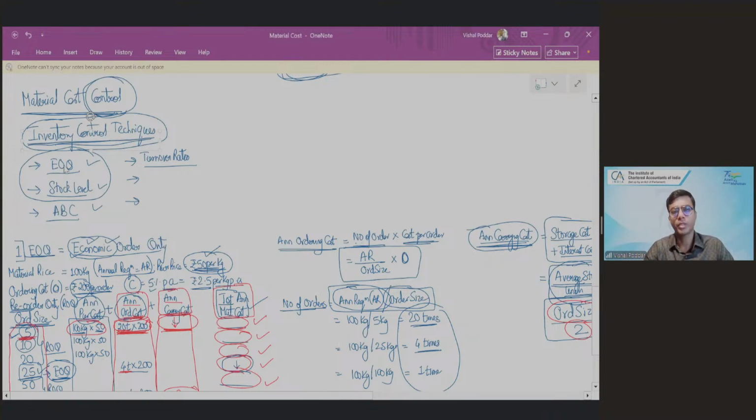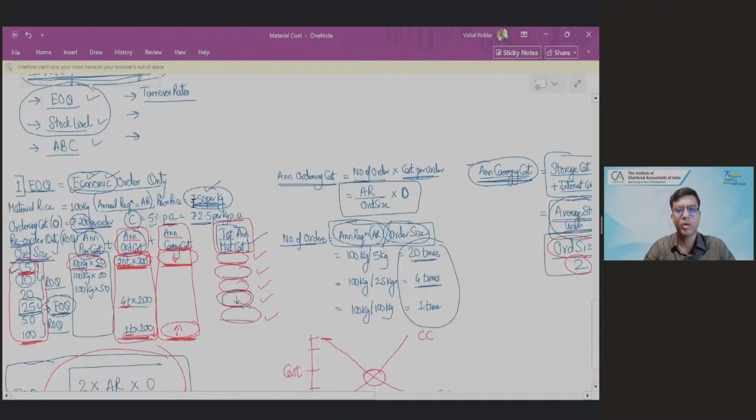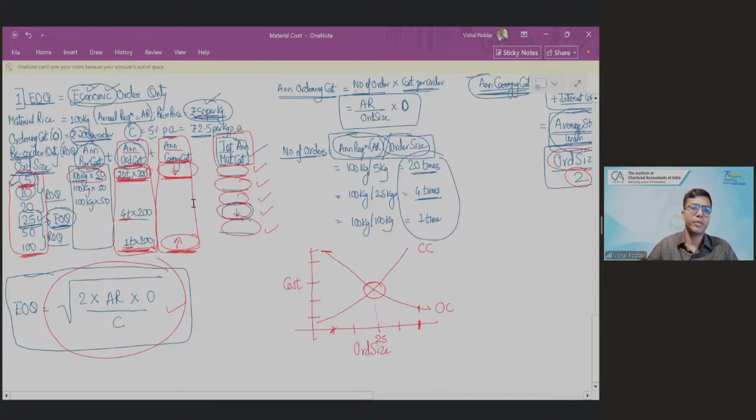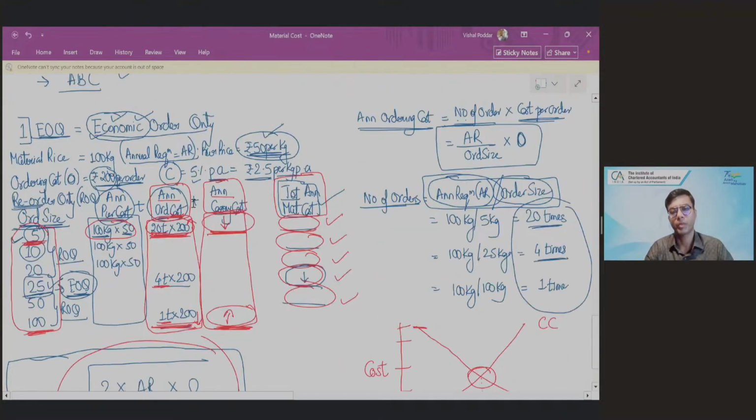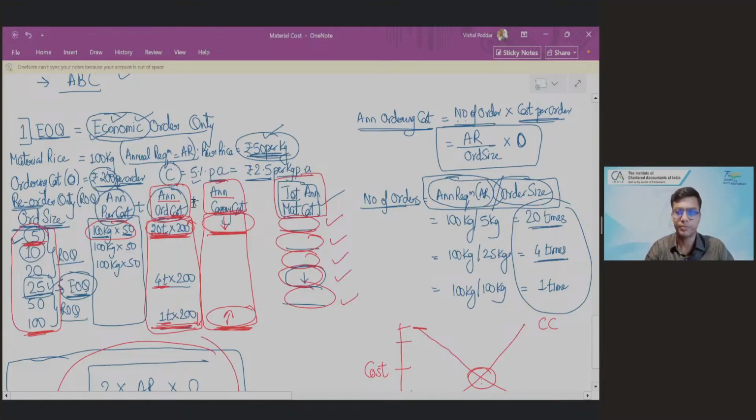Now, for the purpose of material control, we have the practical part called inventory control techniques, in which the major techniques on which exam questions are based are the EOQ technique and the stock level technique. And then you have other techniques like ABC, turnover ratio, two bin system, multiple other concepts. We'll try to cover everything today. But in that, the most significant part, the major part for your exam, is the EOQ technique. Full form for EOQ is economic ordering quantity.